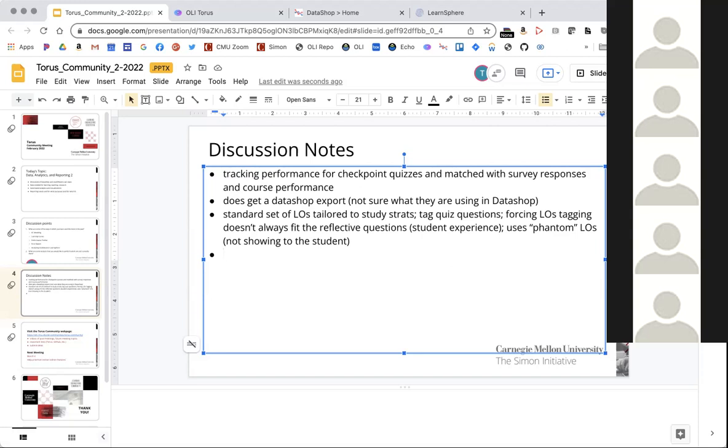And those reflective questions are invaluable to us because they allow us to make iterative improvements based upon student observations and experiences.